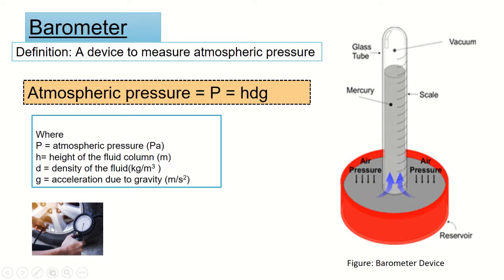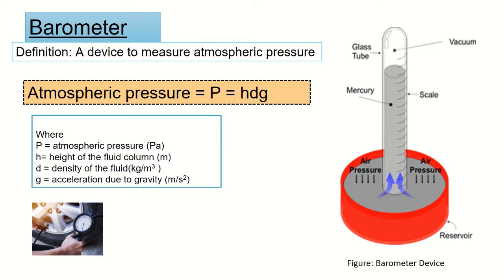If you see in this picture, the air is inside the tire. This machine is used to measure the air pressure inside the tire. This is air pressure, and atmospheric pressure is also air pressure, but this air pressure is inside the tire, and atmospheric pressure is the pressure of the air on the earth's surface.